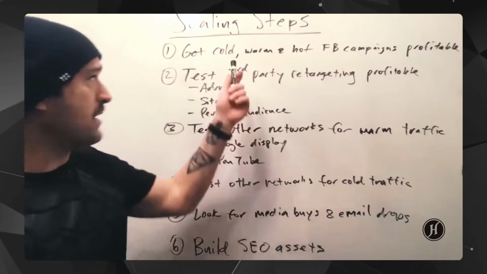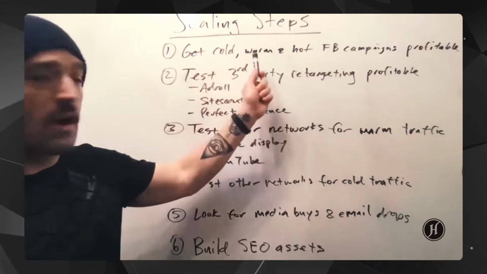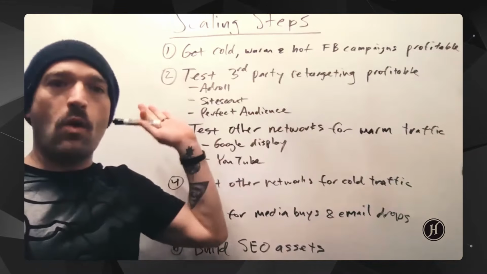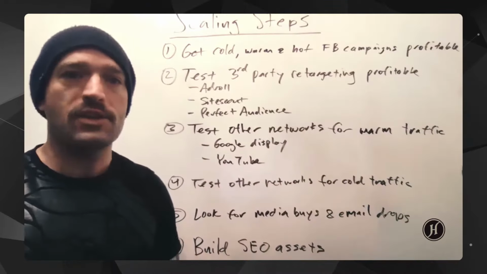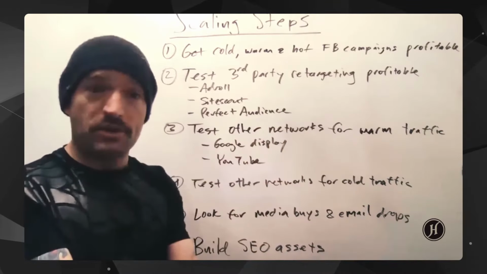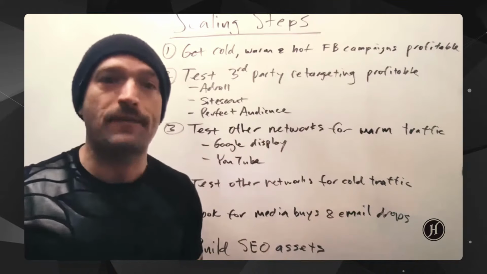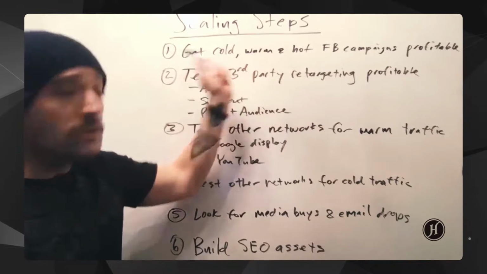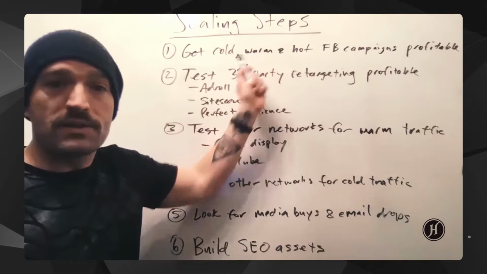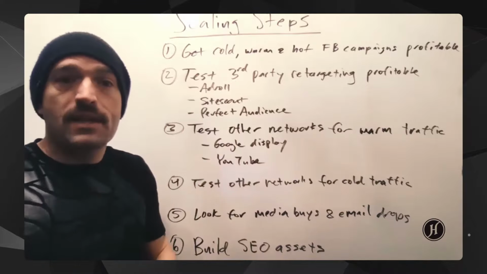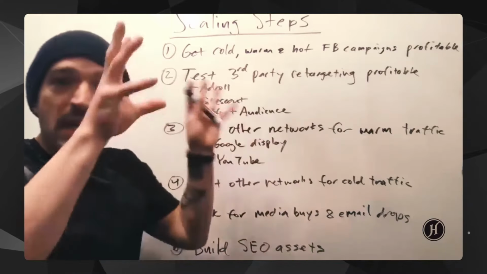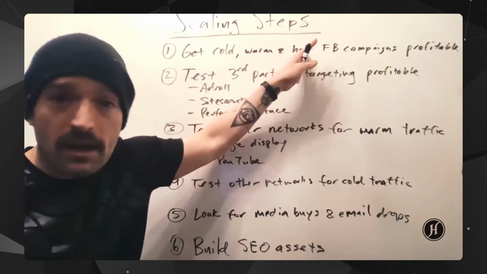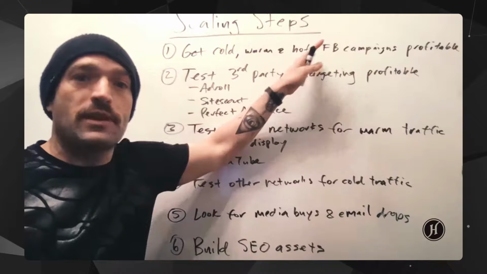All right, so the first thing that we do is we get cold, warm, and hot Facebook campaigns profitable. That's the first thing that we do. That's what my whole course, Bootcamp 2.0, teaches. That's what our new course that I just put in the membership site, How to Convert and Scale Paid Traffic Today, teaches. Now, what we mean by cold, warm, and hot is we've got cold traffic, we've got middle of the funnel stuff like Facebook fans, people who engage with ads, video views audiences, and stuff like that, and hot campaigns, which are retargeting that we do with the Facebook pixel.